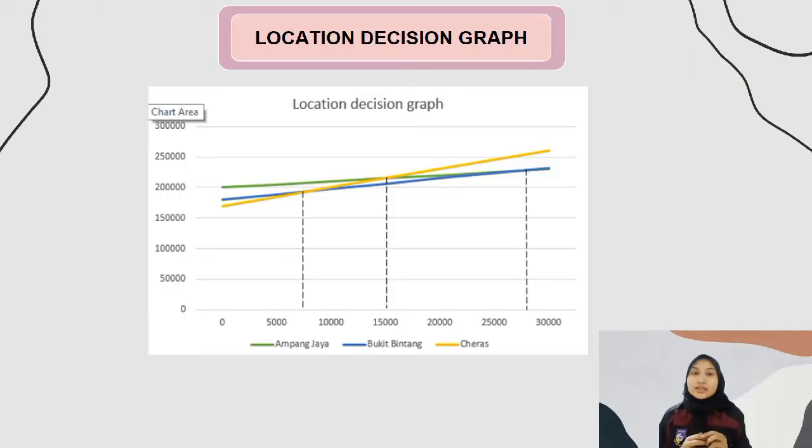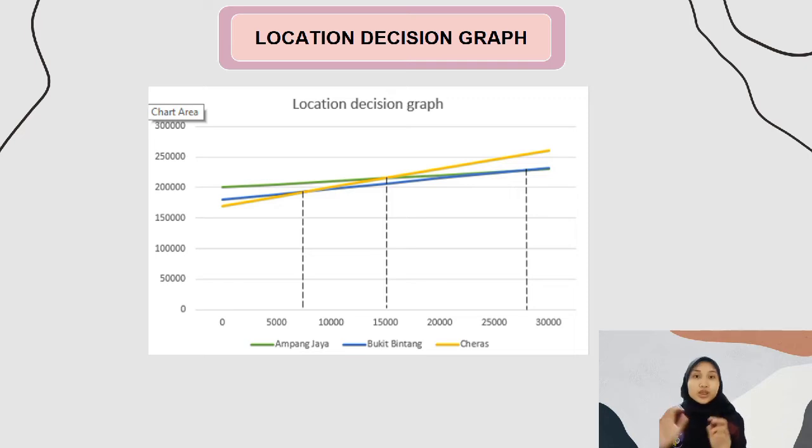Next, let's look at the location graph. On the Y axis is total cost and on the X axis is quantity. In the graph, the green line is Ampang Jaya, the blue line is Bukit Bintang, and the yellow line is Cheras. We can see that Bukit Bintang in the blue line and Cheras in the yellow line meet at the same point. This is because they have the same total cost and same quantity we get from step 3, which is quantity 8,000 and total cost 194,000.